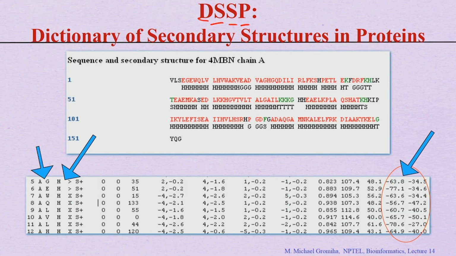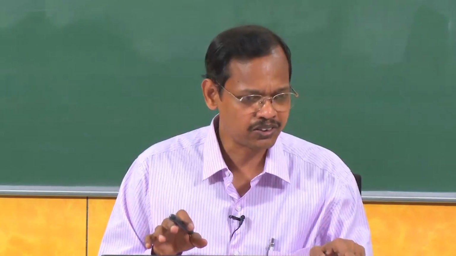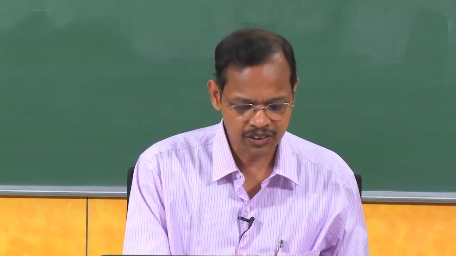So, this is the output of DSSP. Here they give the chain information, and here is the amino acid sequence, and this is the secondary structure assignment. And here they have the hydrogen bonding patterns. For the residue number, they put offsets such as 2, 4, 1, minus 1, where plus means the forward direction and minus means the reverse direction. They show which residues are hydrogen bonded with respect to this particular residue, and they give some energy values also.